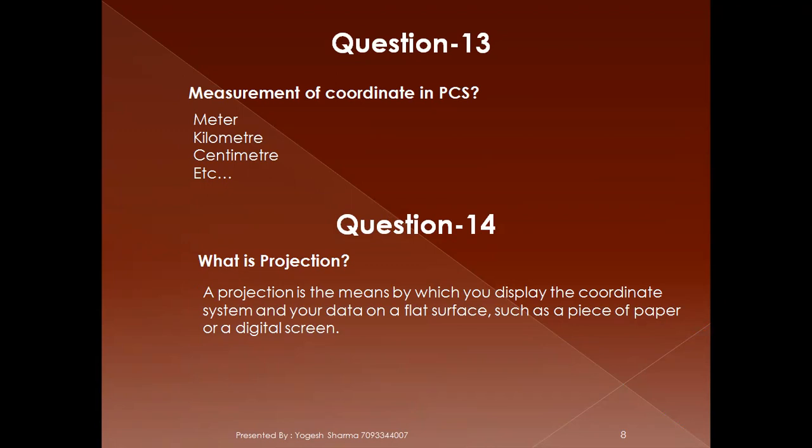What is the projection? The projection is the means by which you display the coordinate system and your data on a flat surface, such as a piece of paper or a digital screen. Here you can also explain the projection like this. Basically, we are trying to convert three-dimensional geometry to two-dimensional geometry. As you know, the geographic coordinate system is based on the globe, meaning three dimensions, and the projected coordinate system is related to 2D. So the process of converting three dimensions to two dimensions is called the projection.